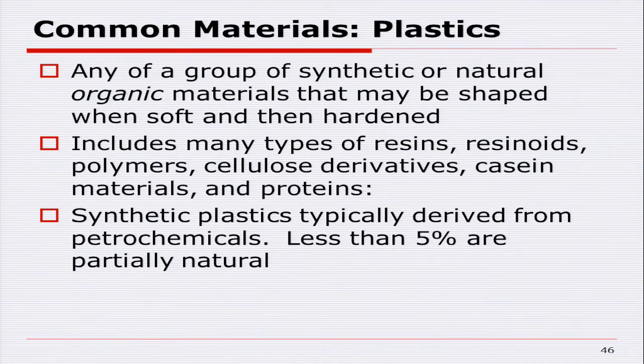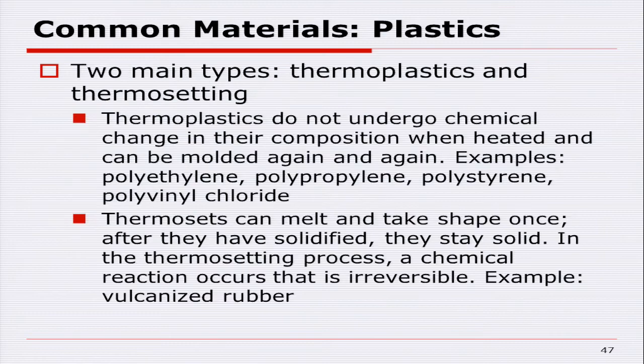Okay, we'll look at some plastics. And I'm not an expert in plastics, but we've got some slides here to show you some different types of plastic and what they're used for, and you'll get an idea that things are really, really broad. And we're just talking about a group of synthetic and natural organic materials that typically can be shaped when they're soft and then hardened. We've got two main categories, thermoplastics and thermosetting ones.